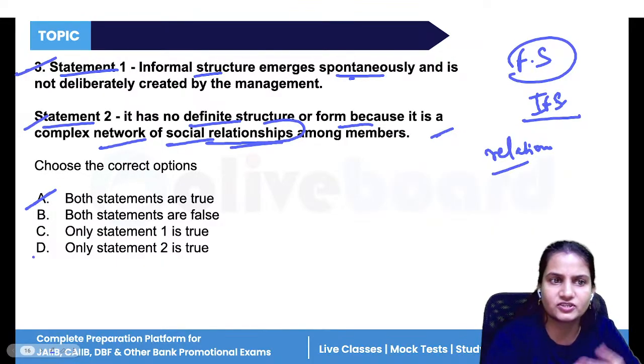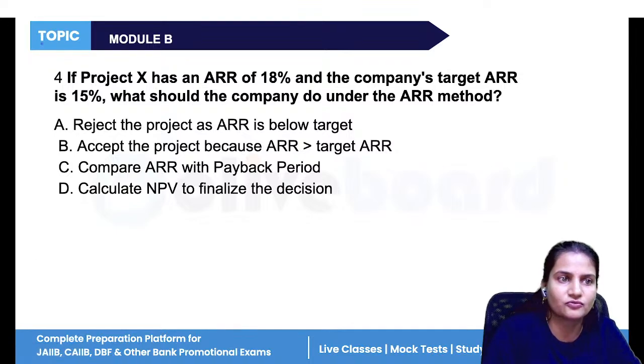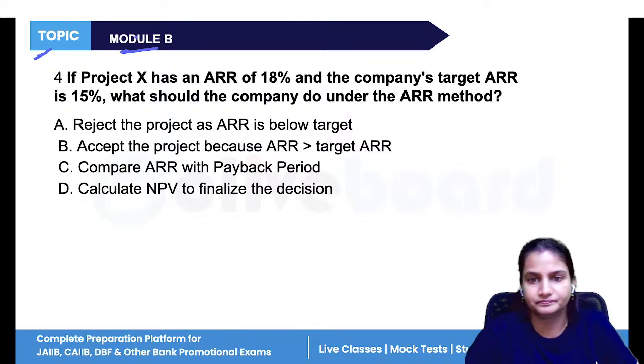So these are a few questions of module A. Now let's have a few questions of module B.